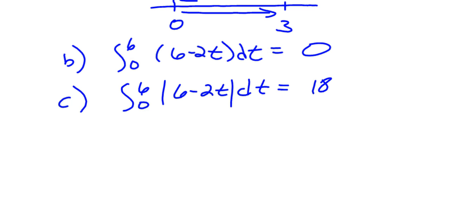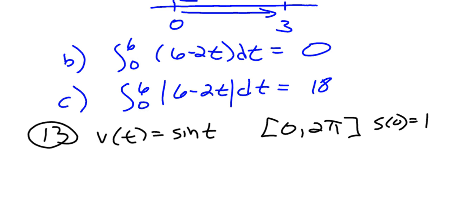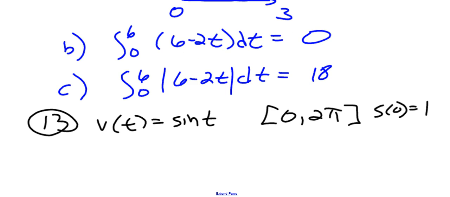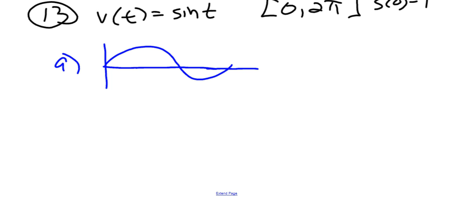So let's try another one that has some trig with it. Let's do number 13, saying it's sine of t on this interval from 0 to 2 pi, and an initial position here at 1. So in part A, we're going to do a quick sketch. It should look like this. Oops, not really quite to scale. But we know what the sine wave should be. This should be at pi, and this should be at 2 pi. So then I can tell you where we're going in a positive and negative direction.